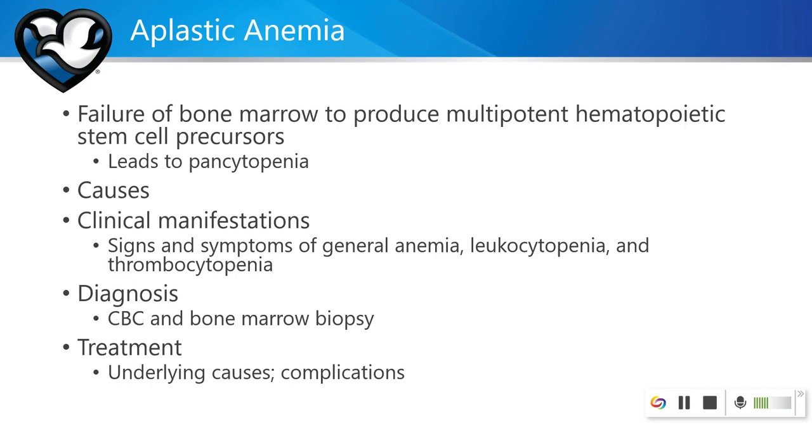Clinical manifestations include signs and symptoms of general anemia, leukocytopenia, and thrombocytopenia. As blood levels decline, clinical manifestations worsen. To diagnose, a CBC and bone marrow biopsy should be completed along with prompt treatment of the underlying causes and any complications as they arise.